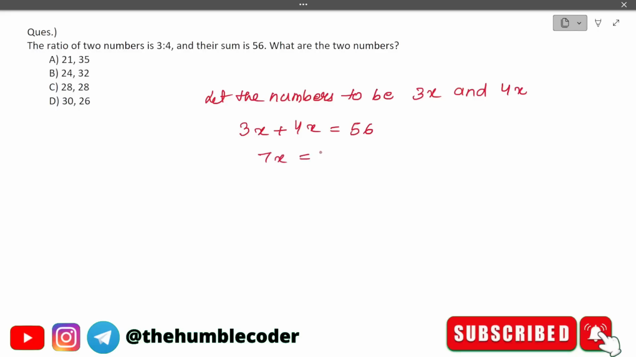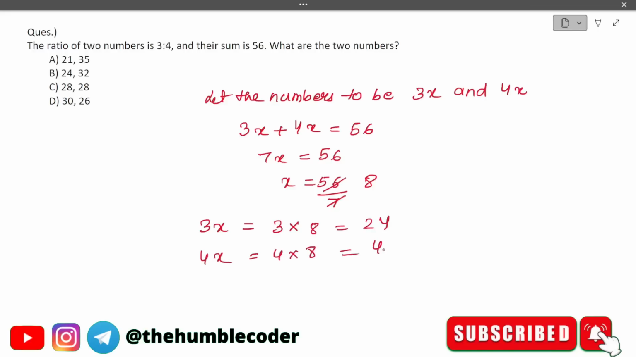Simple. 7x equals 56, x equals what? 56 by 7, which is going to be what? 8. So the x value we have found is 8. Now let's find the numbers. So 3x equals 3 into 8, which is going to be 24, and 4x equals 4 into 8, which is going to be 32. Okay, so let's see if we have the answer as 24 and 32 or not.